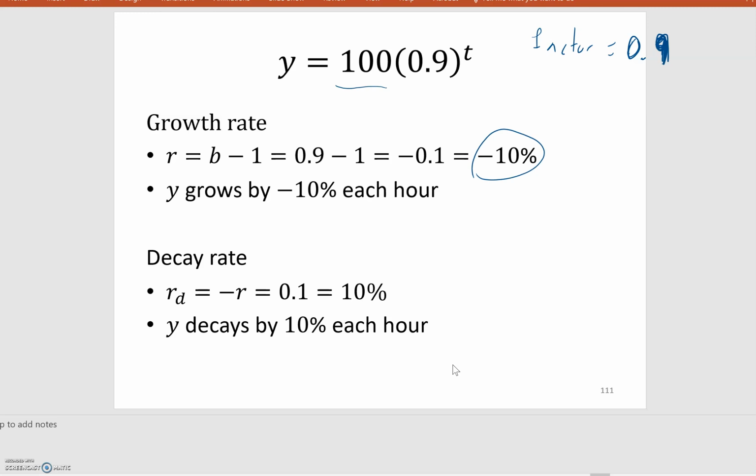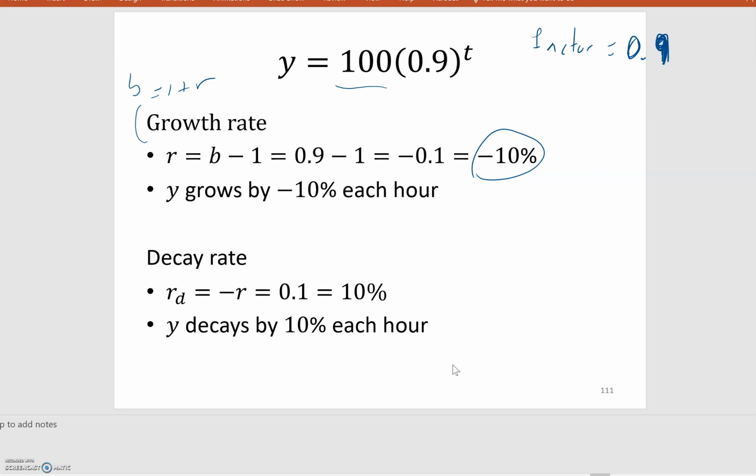And here's how I got that. That's in decimal form, but how I arrived at that computation was I said, well, r equals b minus 1. Where did that come from? Well, that comes from b equals 1 plus r. So if b equals 1 plus r, then r equals b minus 1. That's just doing a little bit of algebra. And so b is 0.9, and 0.9 minus 1 is negative, hence -10%.